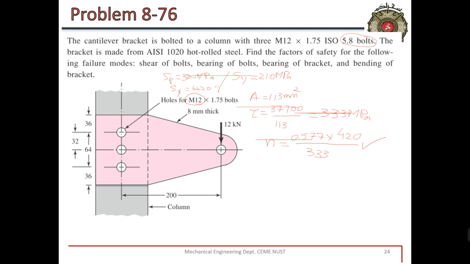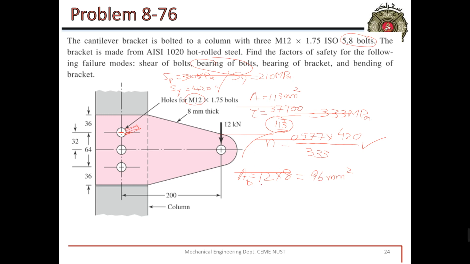Similarly, if we need to calculate the factor of safety against bearing of load, bearing of bolt, for bearing we have the area: diameter into thickness of this plate. All the things are the same, only the area will change, which is instead of 113, we will be using an area of, what is the diameter? 12 mm. And what is the thickness? 8 mm thickness. So this will be the area that we'll be using for bearing stress. So this will be the AB, 96 mm square.